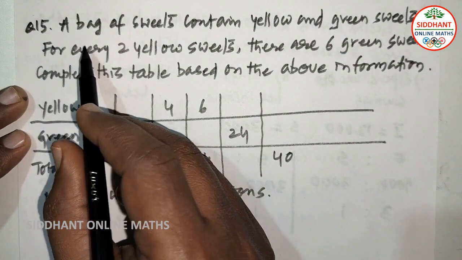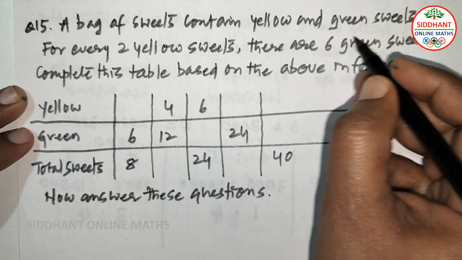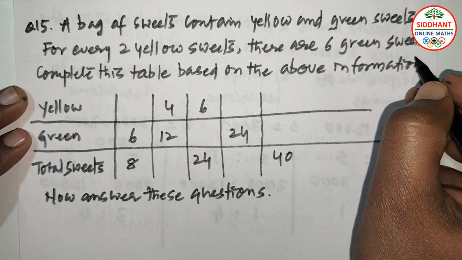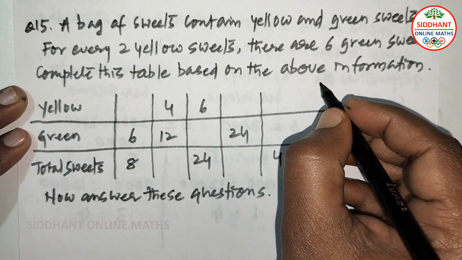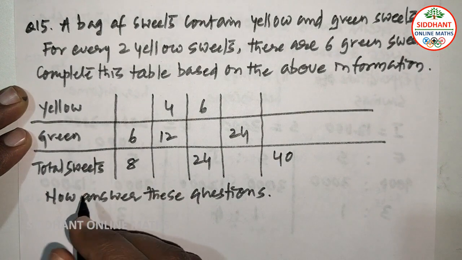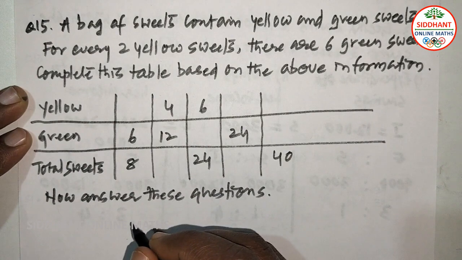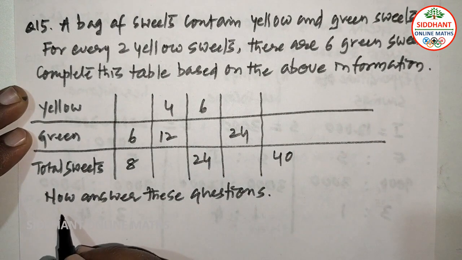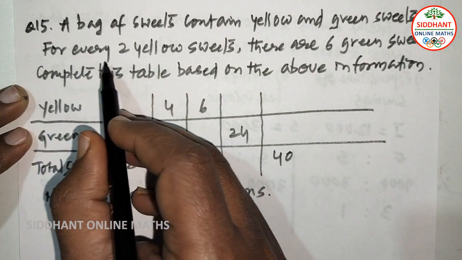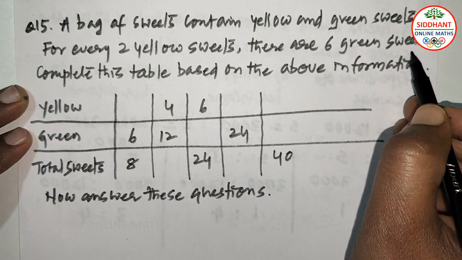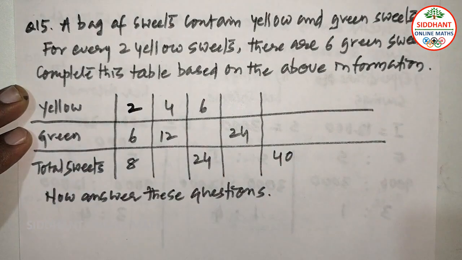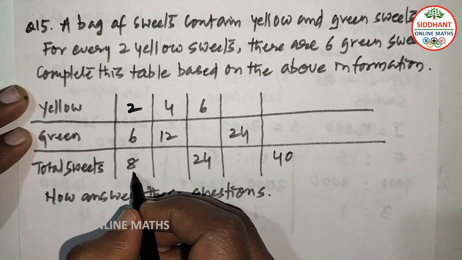Question number 15. A bag of sweets contains yellow and green sweets. For every 2 yellow sweets, there are 6 green sweets. Complete this table based on the above information. So the data is given yellow, green and total sweets, and we are going to first fill this, and after that we are going to solve the questions given. So in the data they have given, for every 2 yellow sweets there are 6 green sweets. That means here green sweets are 6, then yellow sweets will be 2 here. So the total will be 8 here.